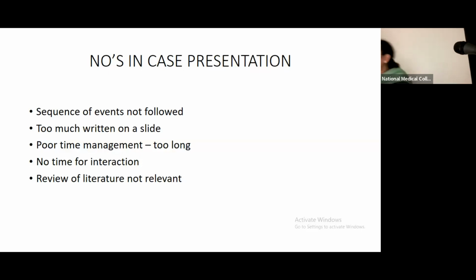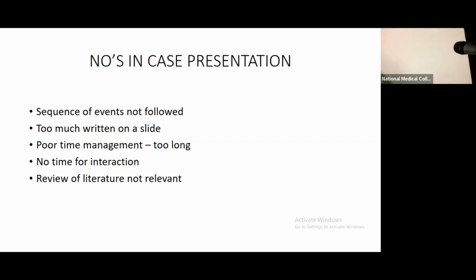Never write too much on a slide. Never write 5, 6 lines, because if you start reading, the other person will also start reading and they will never comprehend what you want to say. So always make bullet points, just 4, 5 bullet points, which you can explain in your time. Poor time management, never too long.